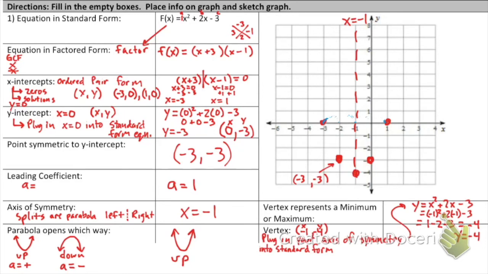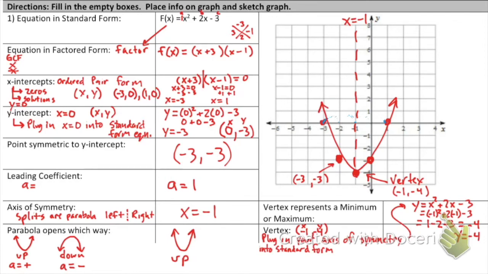Your vertex better be on your axis of symmetry. If it's not, you did something wrong. So this is my vertex, and it is at negative 1, negative 4. Okay? If you look, your vertex is basically where your parabola starts from. See how we have the left side of the vertex, the right side. Here's my axis of symmetry. If I connect these dots, you get the shape of your parabola.